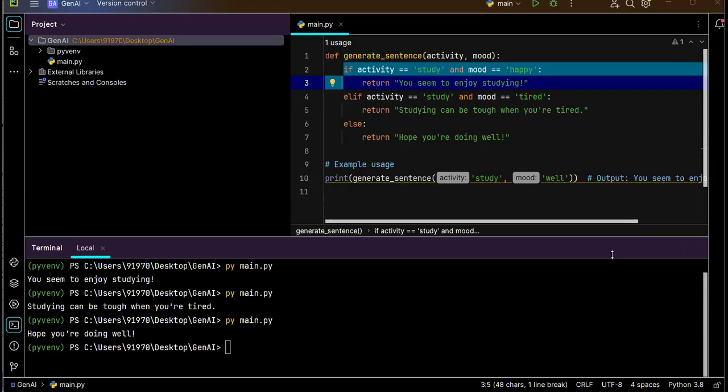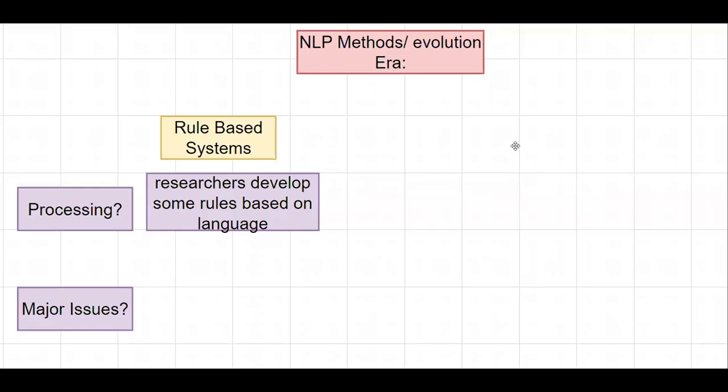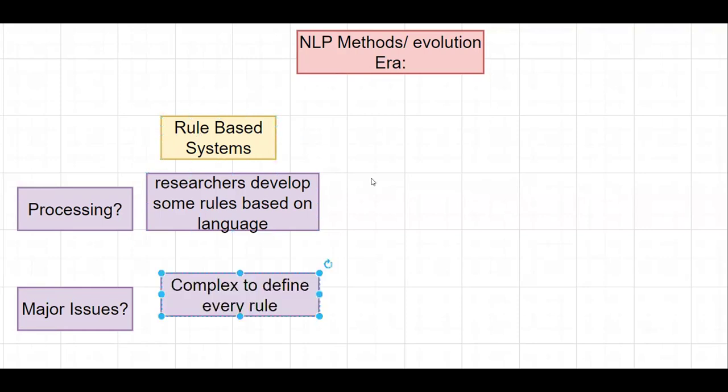This is one of the major limitations or issues that we face while using this rule-based system. The major issue that came while defining these rule-based systems is complexity. While creating these types of systems, it is very complex to define each and every rule separately. So I need to overcome this issue.